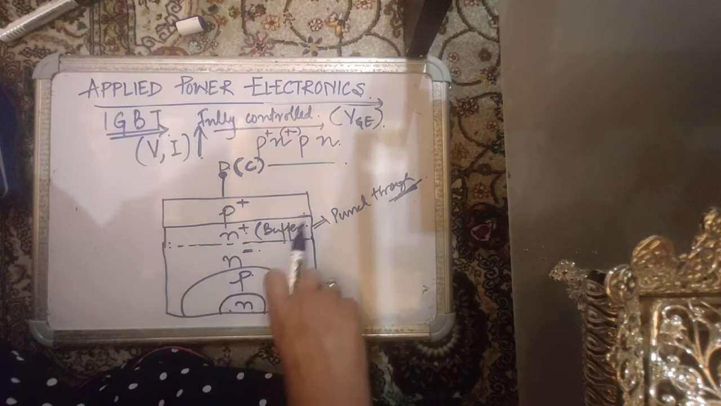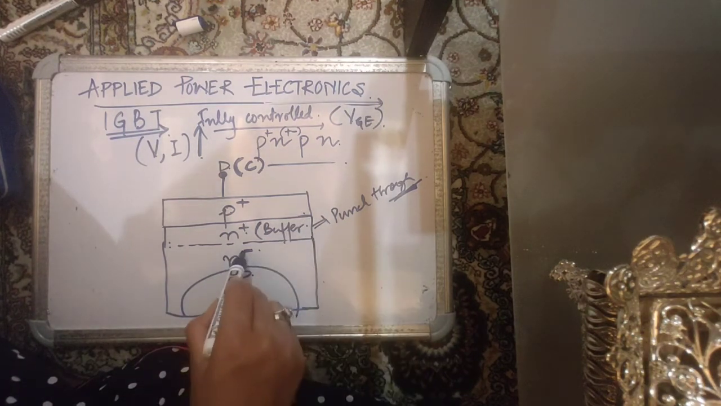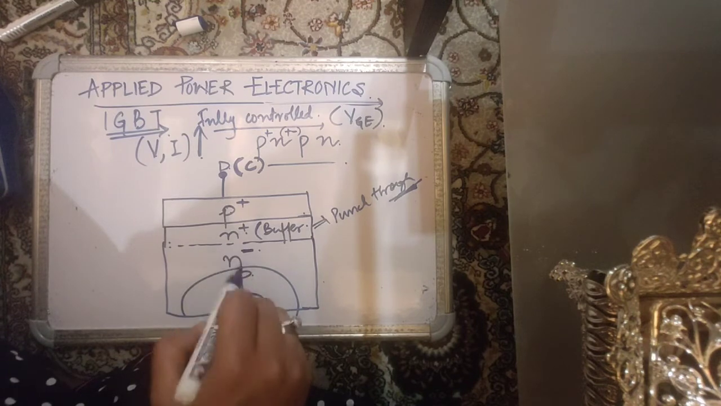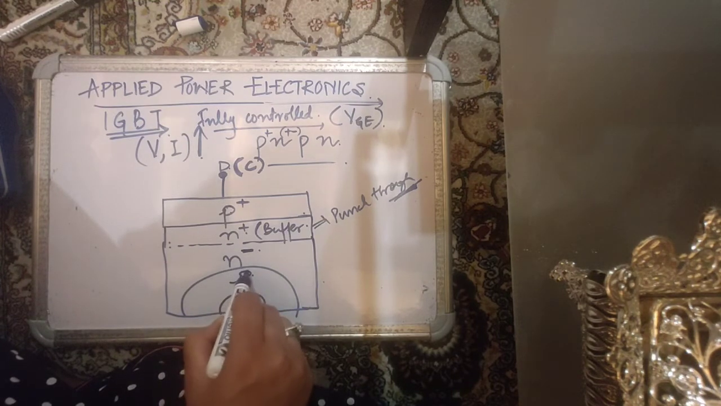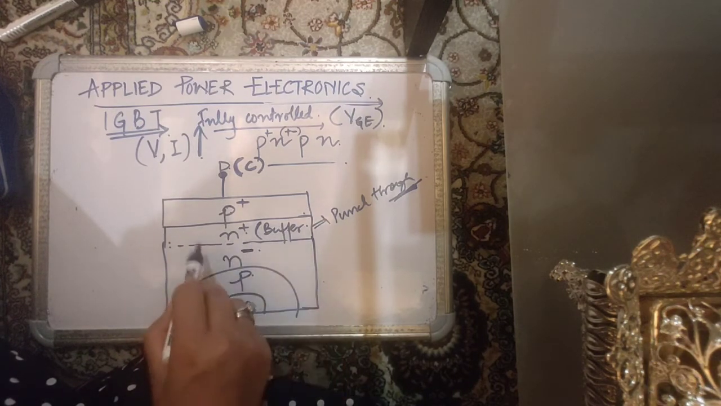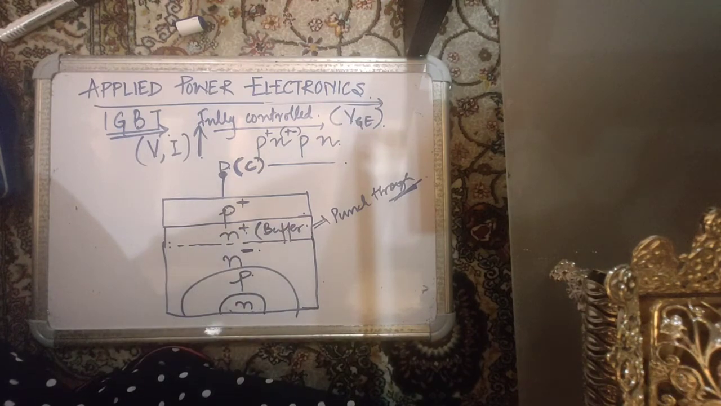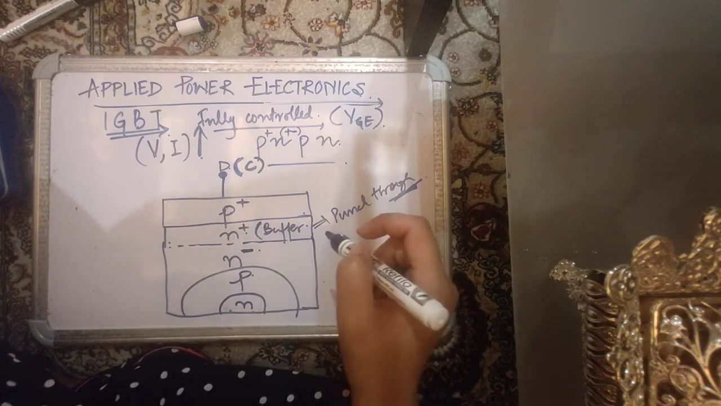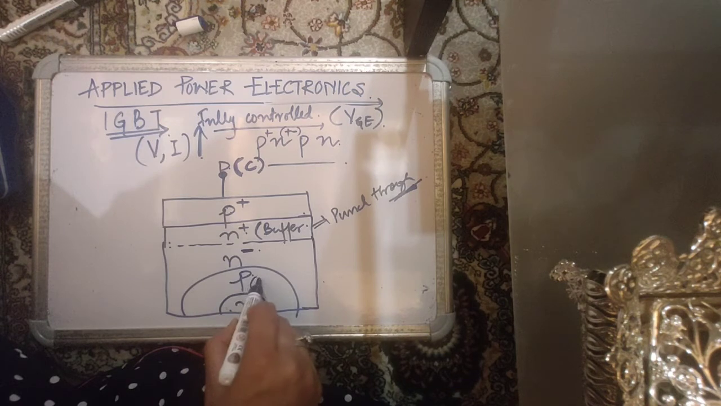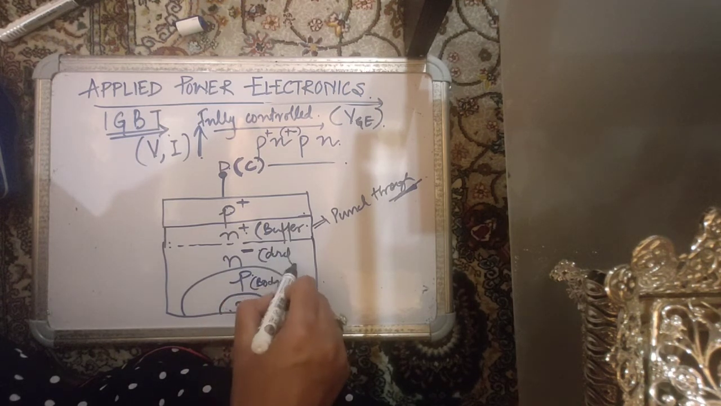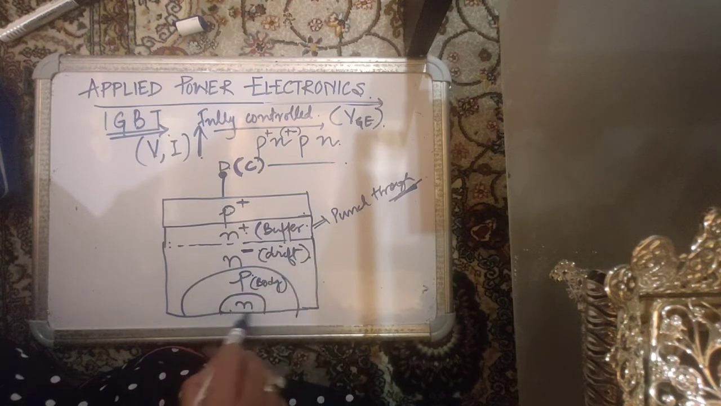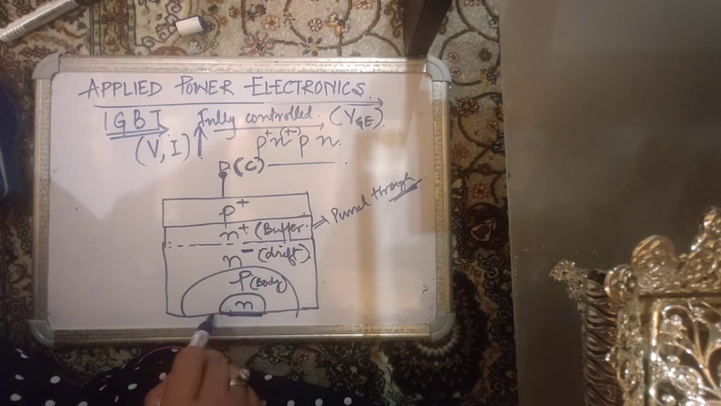Alright, so you must be pretty aware that this N minus region is there so that this PN junction can tolerate very high reverse bias. It must be clear to you by now. Now, again, this P region is your body region. This N minus region is known as the drift region. And this is your source. And again, you have the body source short.